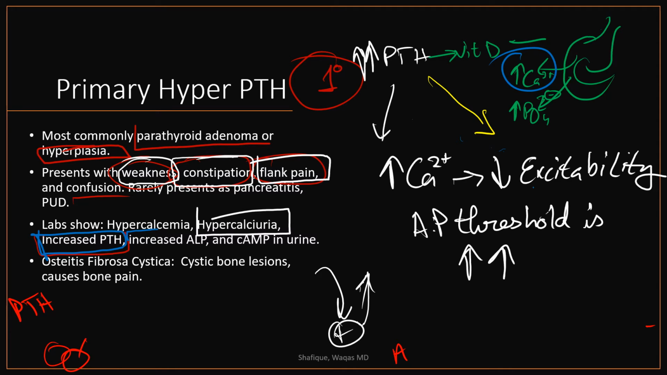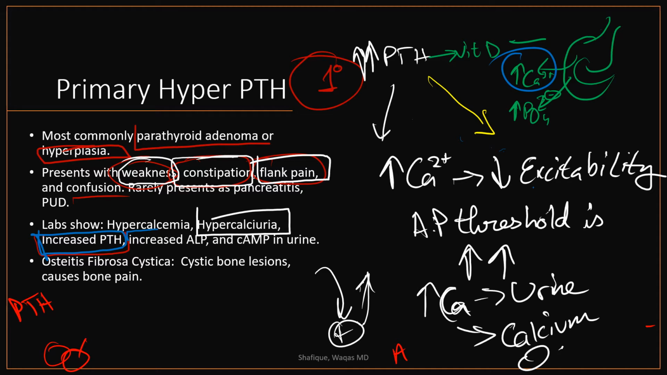hypercalciuria. When you have increased calcium in urine, calcium can become calcium oxalate stones, which are the most common type of stones, and it can also become calcium phosphate stones, right? And it can also cause osteitis fibrosa cystica.